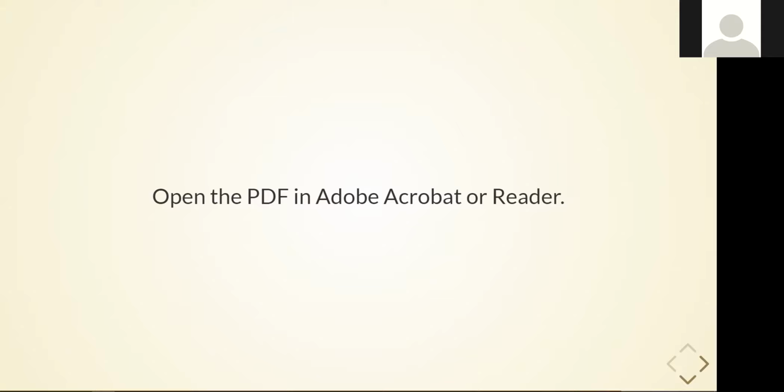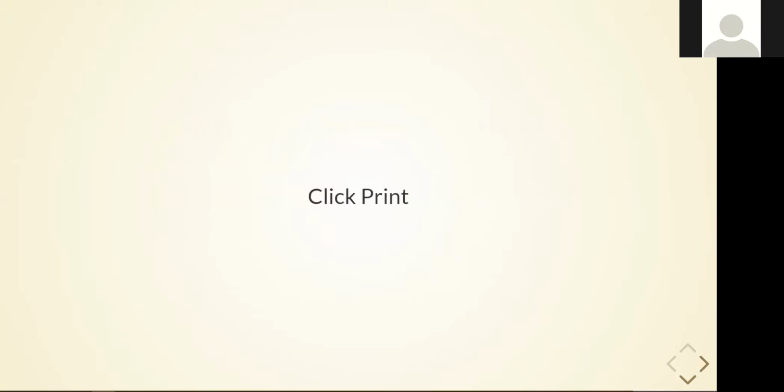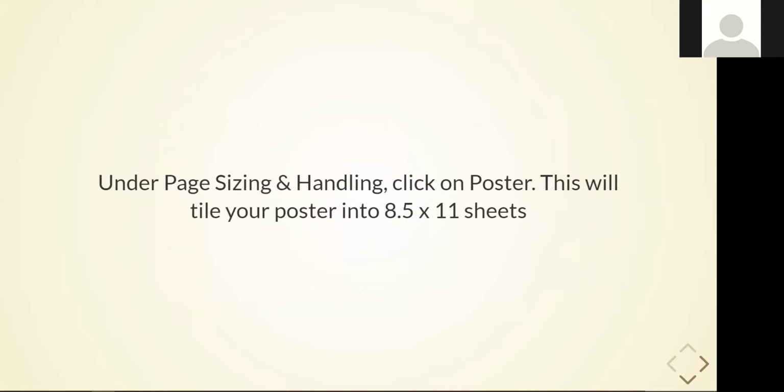maybe on the copy paper that I mentioned. But another way to do it, if you just want to check sizing and things like that, when you want just a very rough draft idea, you can open the PDF in Adobe Acrobat or Reader, click Print, and then under Page Sizing and Handling, click on Poster. And what that will do is cut up the PDF into a set of tiles. So a 3 by 4 foot poster will get chopped up into something like 12 or 15 8.5 by 11 sheets.